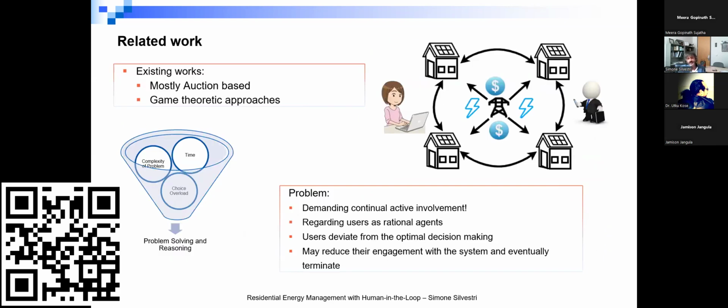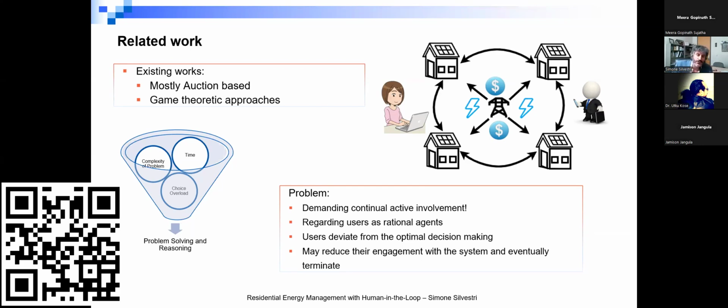So of course there has been some research in this domain, but most of this research requires active user involvement, which is generally not really an assumption that is possible to make. Also, they assume that users are rational agents, so they always take the best decision. But in practice, users generally deviate from this perfect rational behavior for several reasons, such as lack of information, lack of time, lack of interest, etc.